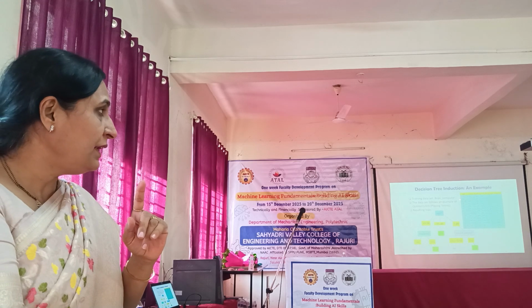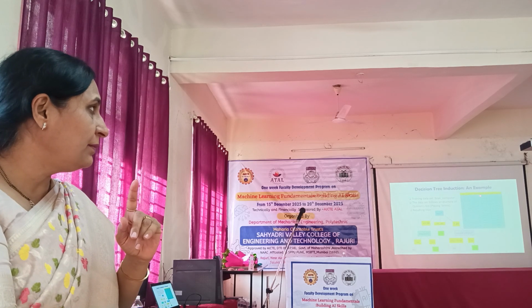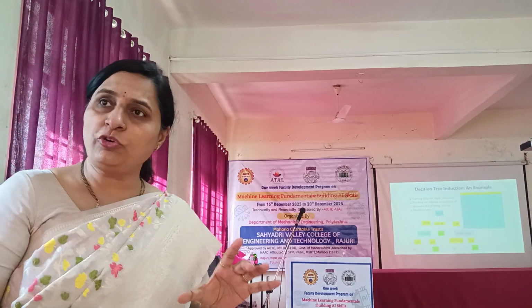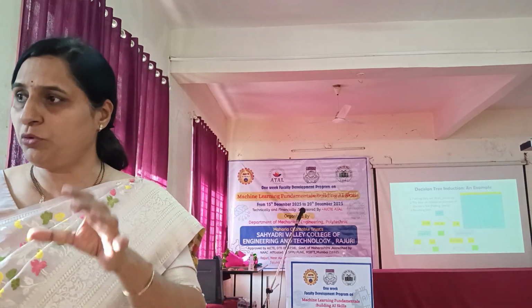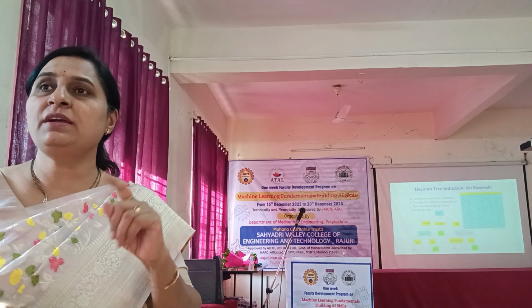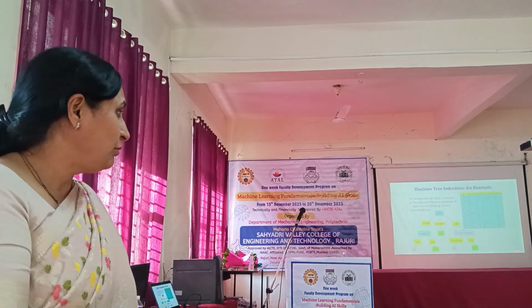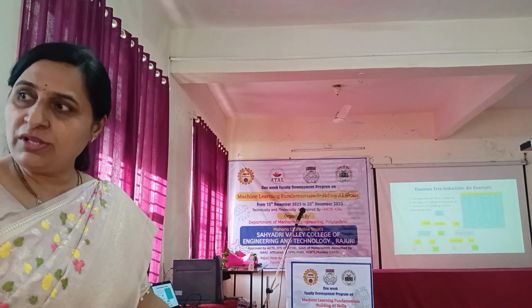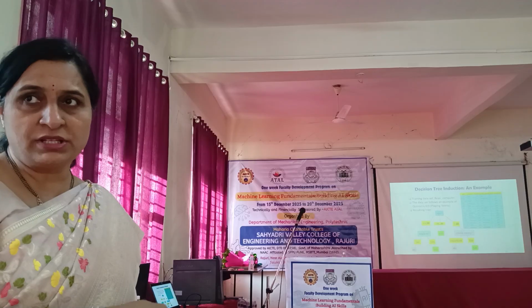Again, for the remaining attributes, student, income, and credit rating, we'll repeat the same thing. We'll calculate the entropy, and based on that entropy, we'll calculate the information gain. Out of that, the one having the highest information gain will come here, the student, and so on. I'll explain this example, and we'll implement the algorithm for this example.